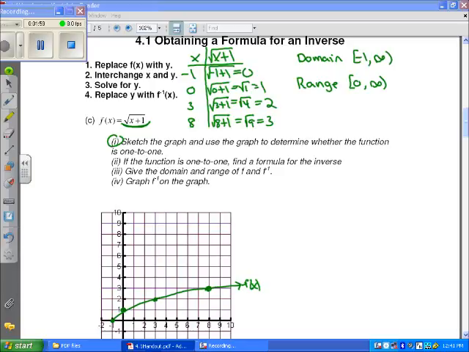Step 1 says to sketch the graph. We've done that. And then determine whether it's 1 to 1. By the horizontal line test, we can tell it's 1 to 1. So now let's start step 2. Step 2 says if it is 1 to 1, go ahead and find the formula. So we're going to follow the methods up here. The first thing I do is I replace f of x with y.